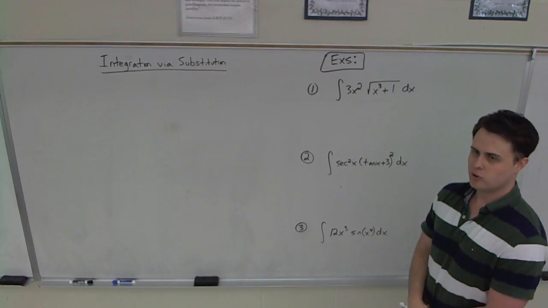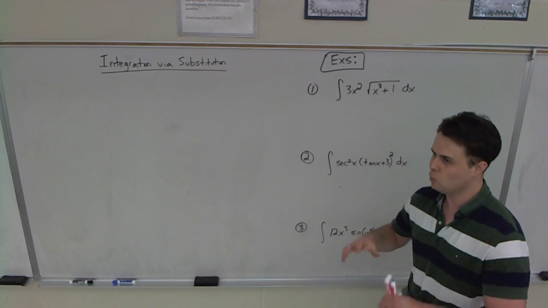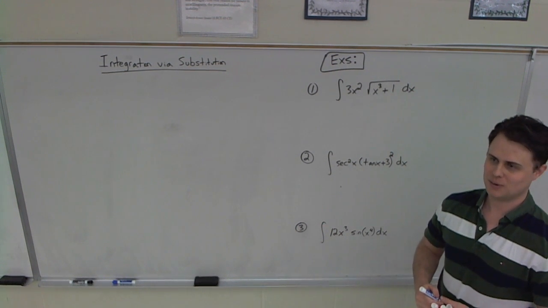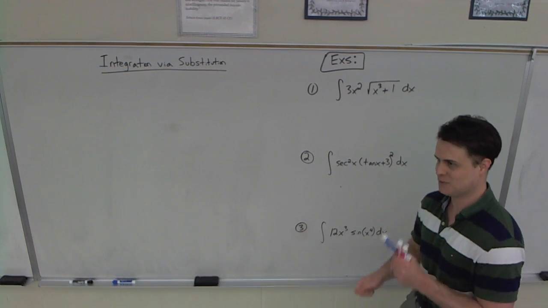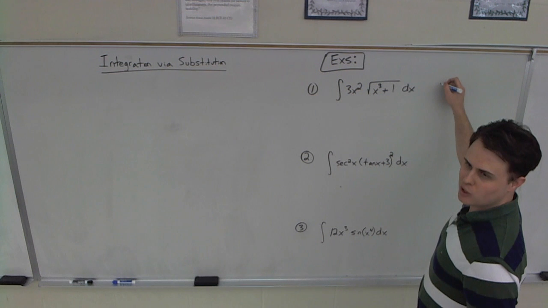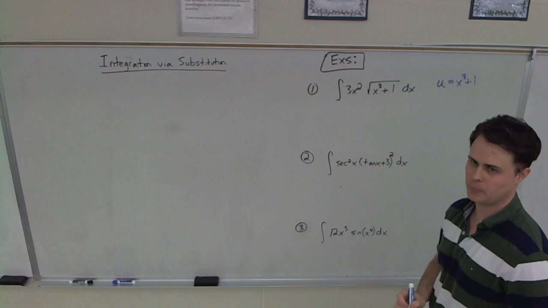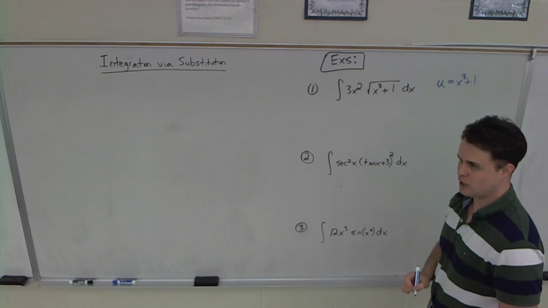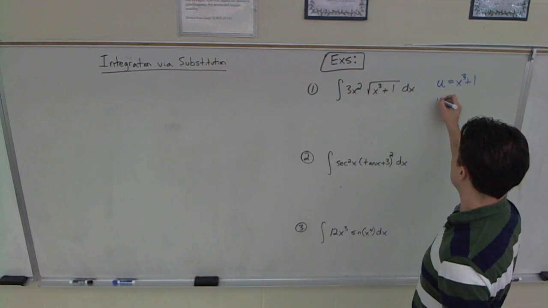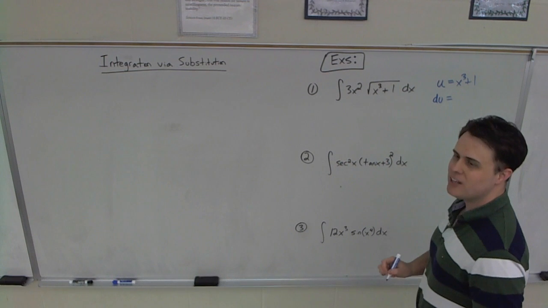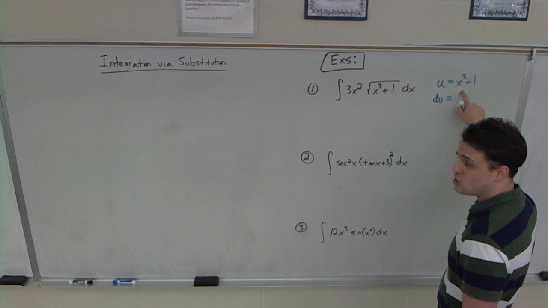So, do we see a convenient inside, and do we see the derivative of that inside lurking outside here? What's the inside? X cubed plus 1. So if we're doing this formally, we're going to say that is U. And is there the derivative of that thing lurking around somewhere outside? Right there, right? So that is du. But you don't want to think about it as exactly like that.